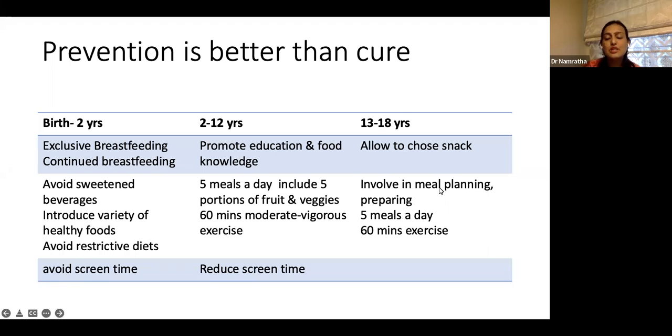For an older child, an older adolescent, we can help them to adopt a healthy lifestyle by involving them in meal planning and preparing, and also allowing them to choose a healthy snack on their own. Children at this stage want a lot of autonomy. They don't want to be told what to eat, and restrictive diets might often encourage them to do more of that. So it's better to give them the choice to choose healthy snacks, and that way promote healthy communication and bonding.